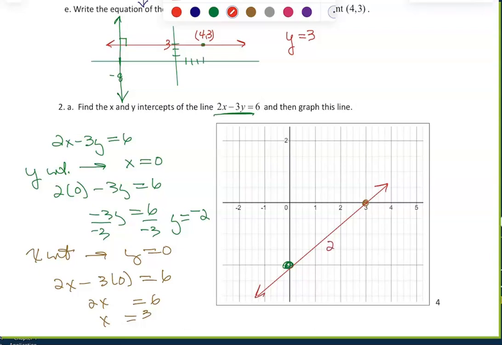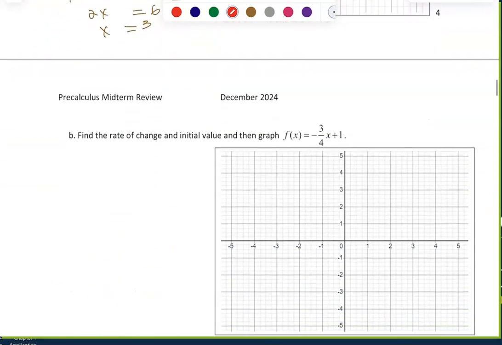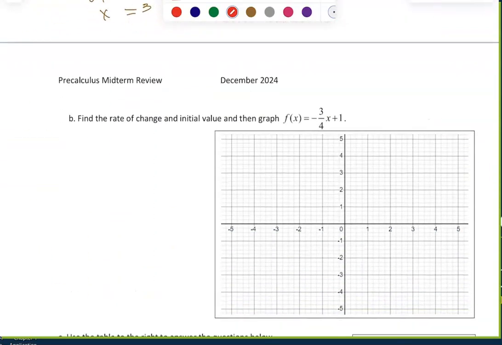Okay, this is the line 2x minus 3y equals 6, and I got it by figuring out my x and my y intercepts.